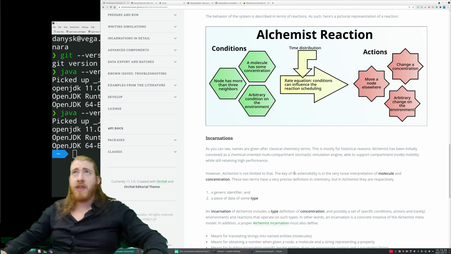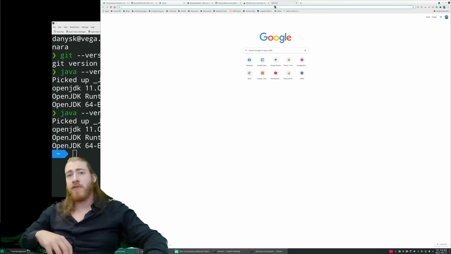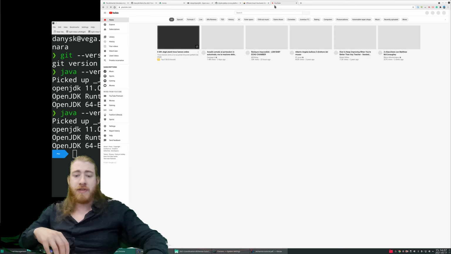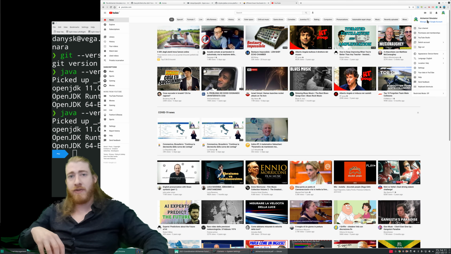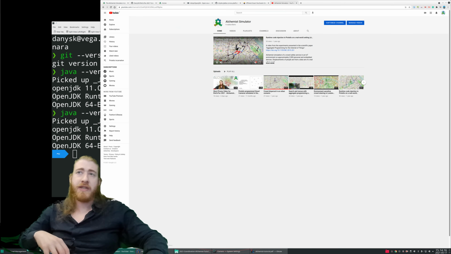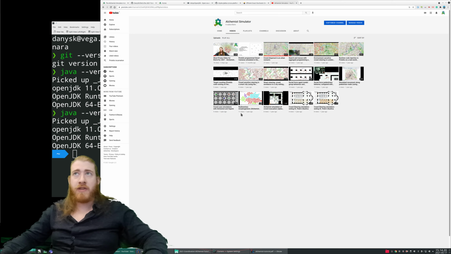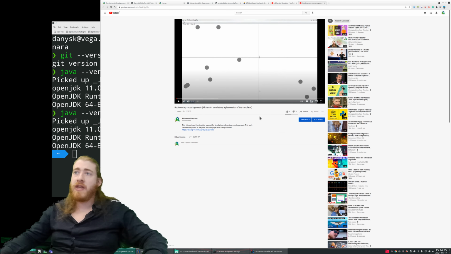Rather than forcing the user to express the behavior of the reaction in some predefined language, we decide to abstract away the definition of concentration. Basically, the whole simulation infrastructure is generic with respect to the type of concentration. And defining the type of concentration and the default way of writing reactions is up to the so-called incarnations. There are currently 4 maintained incarnations in Alchemist.